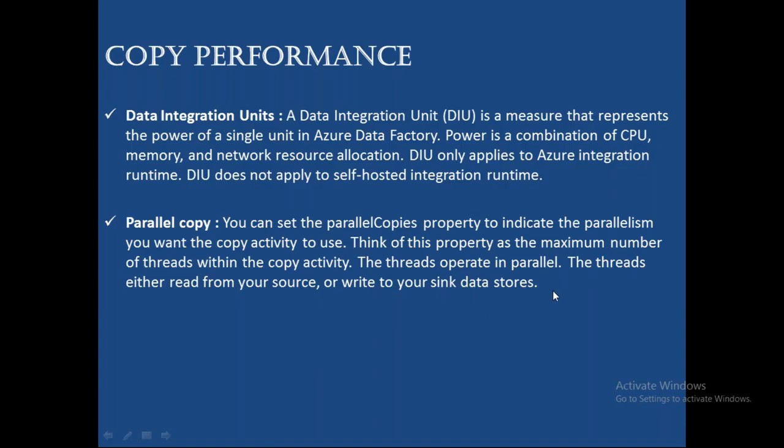Let's say you consider 1 GB data and 4 threads. Each thread is reading 250 MB. At the same time, these 4 threads will write data to your destination as well. Each thread which reads 250 MB, the same data it will write into your destination as well. Parallel copy means threads. Remember.